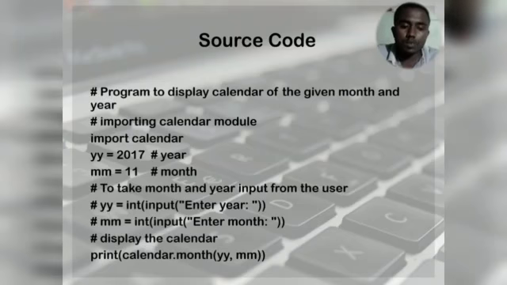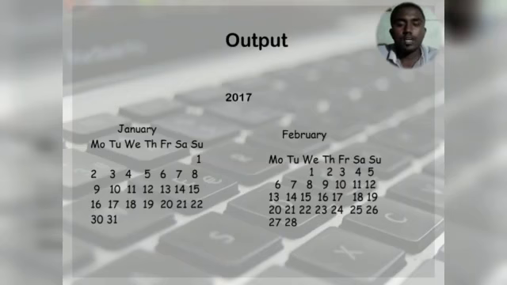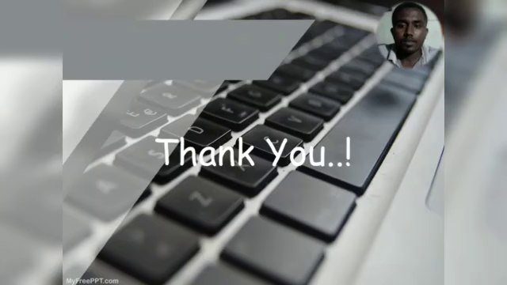Display the calendar. To display our output, print calendar dot month and here passing our variables that is year and month. Yes, we can see here output for 2017 January. We are seeing here output like this.